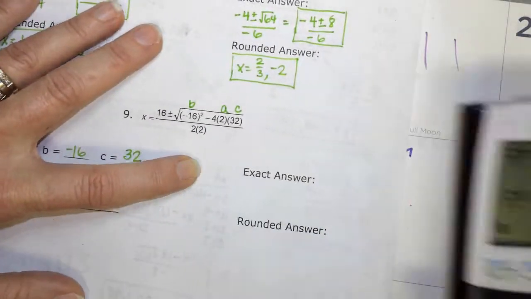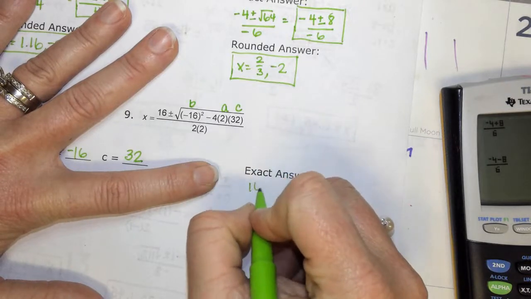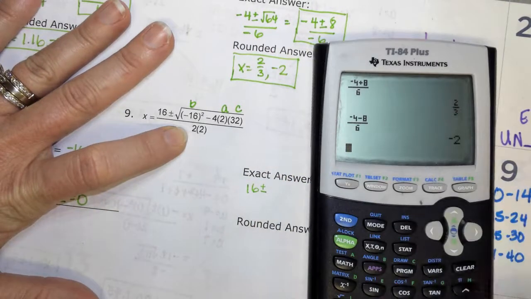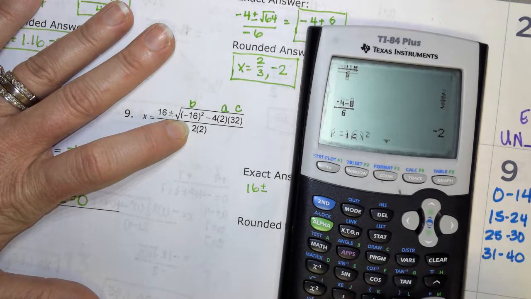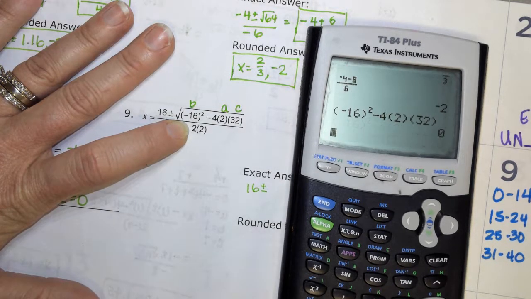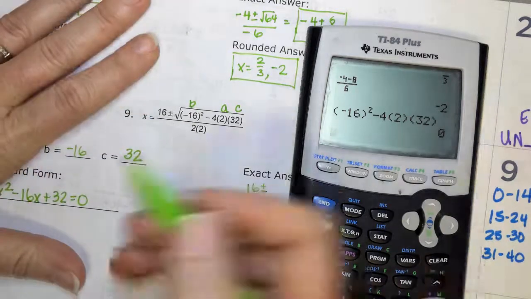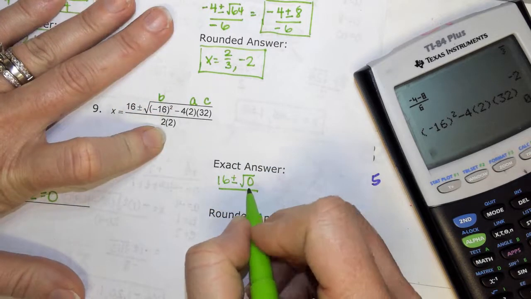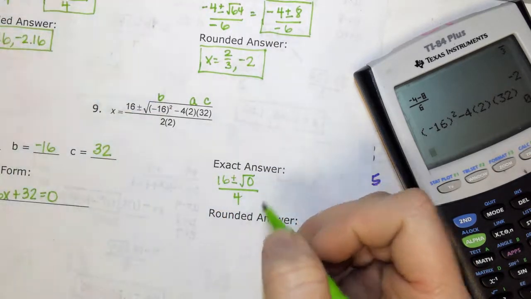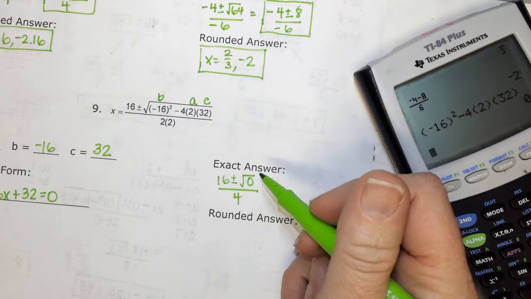Now let's find out what our exact answer is going to be. We know it's going to start off with 16 plus or minus. Now let's simplify what we have inside of our square root. We have -16 squared minus 4 times 2 times 32, which comes out to be 0. So then I would have 16 plus or minus the square root of 0, divided by 2 times 2, which gives me 4. And the square root of 0 is just 0.